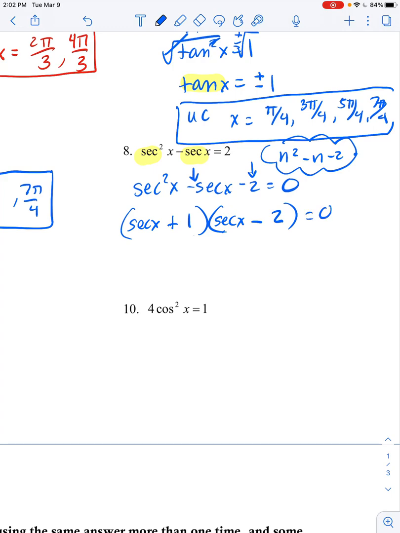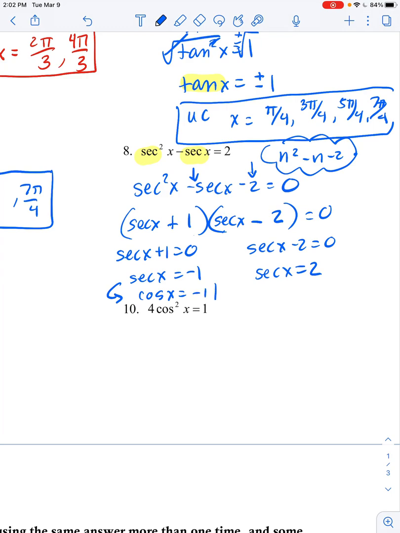Now I need them to equal 0. So I'm looking at what makes this equal 0 and what makes this equal 0. So here I need to add the 1, and here I'll need to subtract the 2. But this is a flipper. So secant flips over to be cosine. When you flip -1, you still just get -1. Here, this is going to flip over to be cosine, and when you flip over a 2 over 1, you get a 1 over 2.